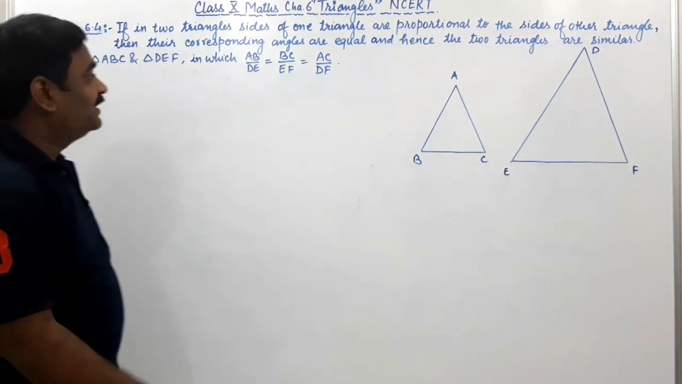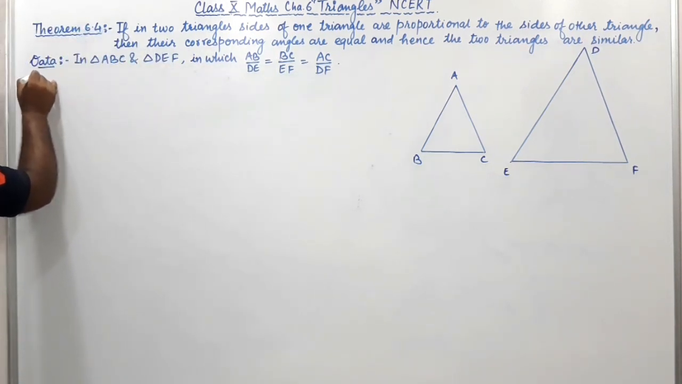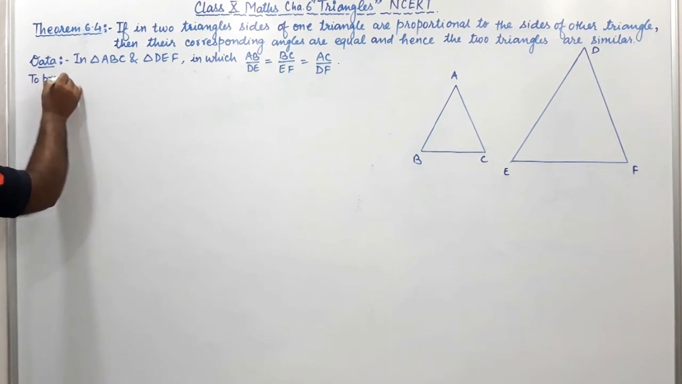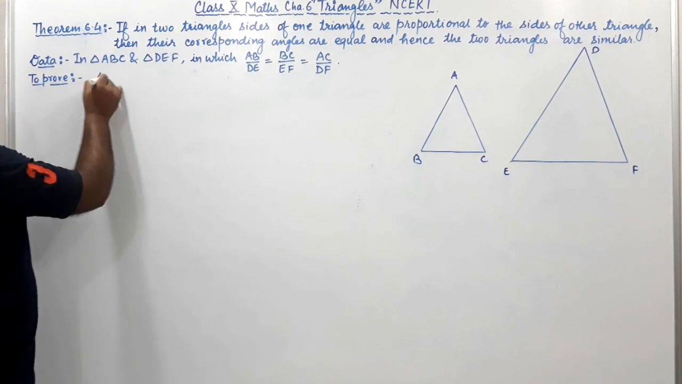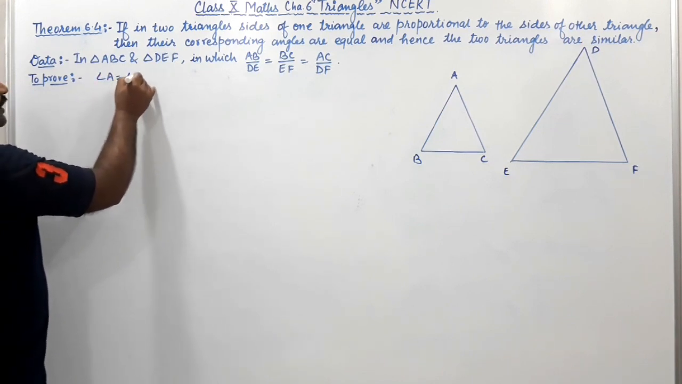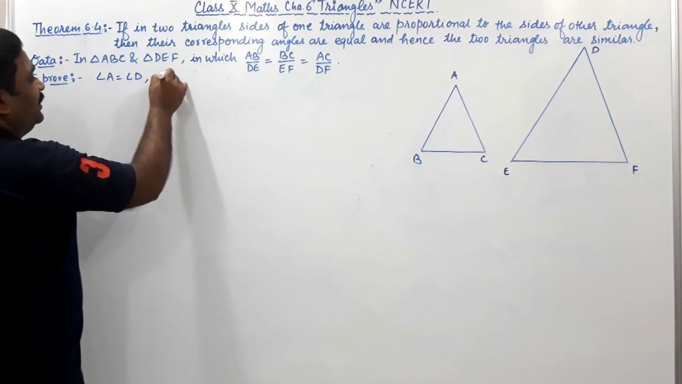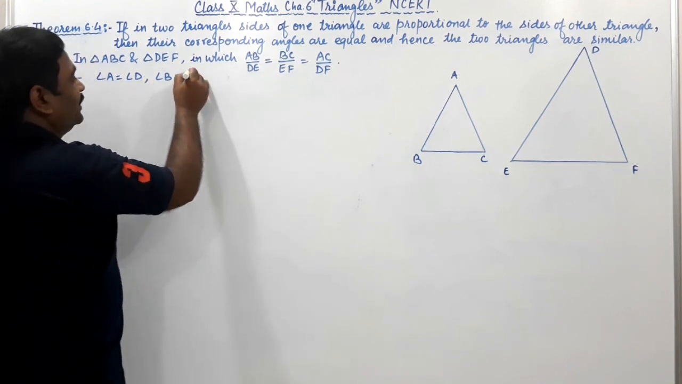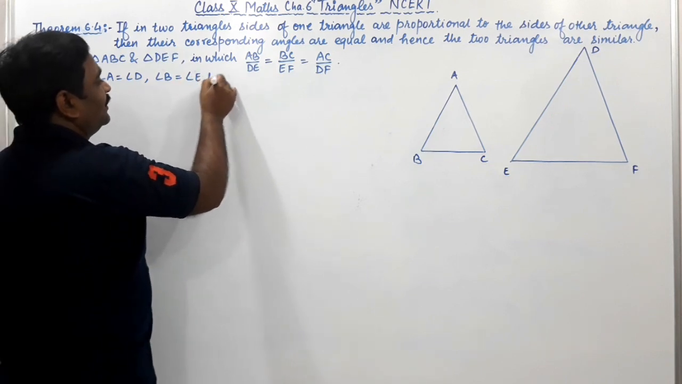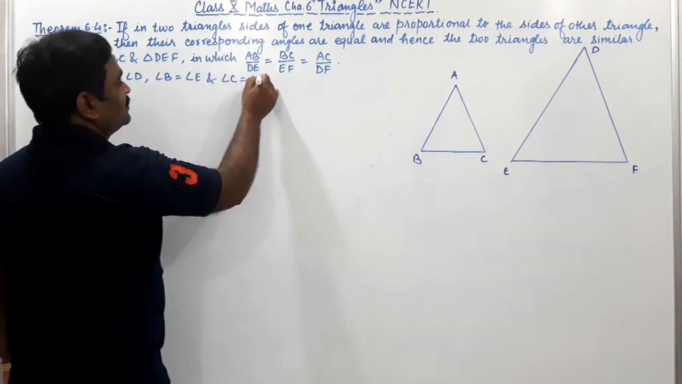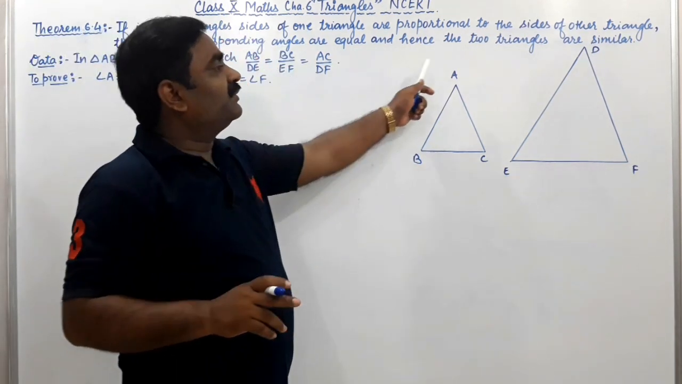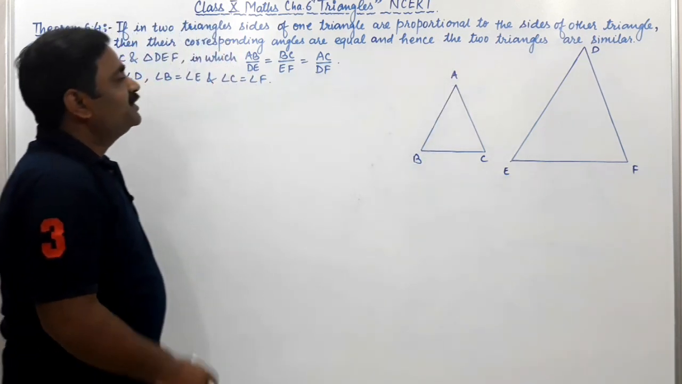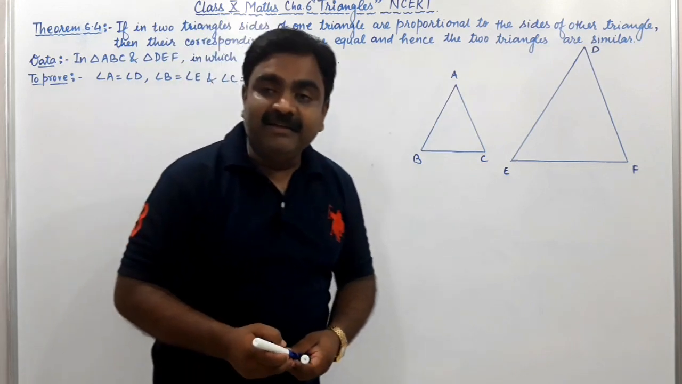अभी हम क्या करने जा रहे हैं? We are going to prove that their corresponding angles are equal. It means angle A equals angle D, angle B equals angle E, and angle C equals angle F. ये हम प्रूव करने जा रहे हैं. And this also we are going to prove, that both the triangles are similar. Means triangle ABC is similar to triangle DEF.